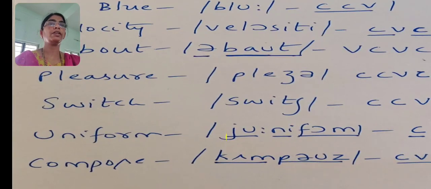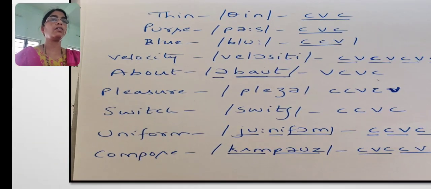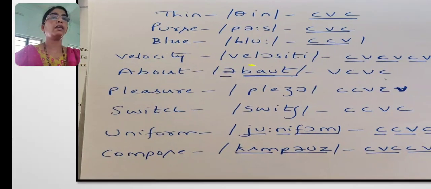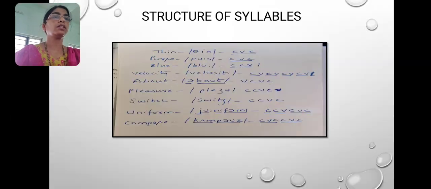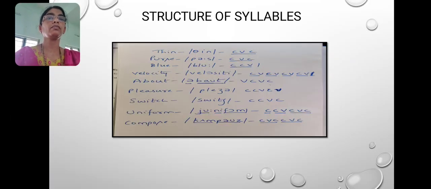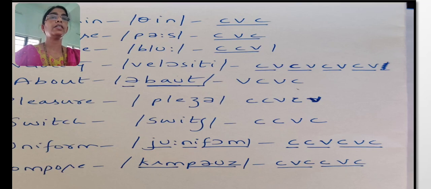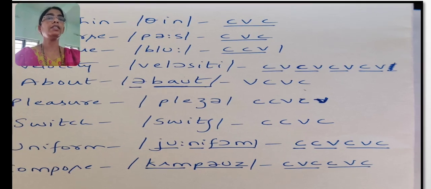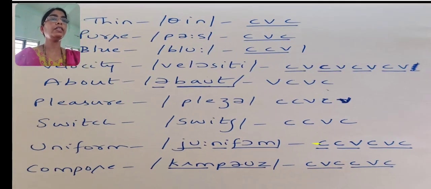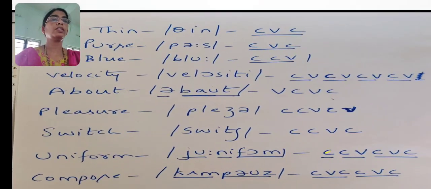Velocity: here v is a consonant, e is a vowel sound, then again l is a consonant sound, and s consonant, i vowel, t consonant, and again i is a vowel sound. So this is its structure: C, V, C, C, V, C, V.